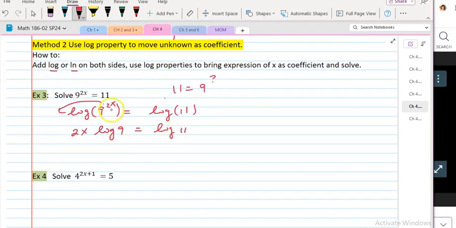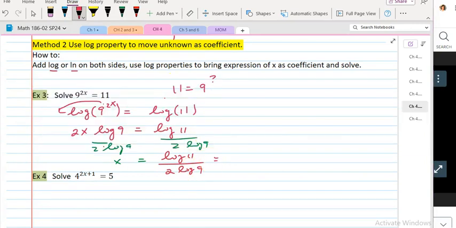So you're using log property. And then log 9 is just a number, so you can divide by 2 log 9. Divide because you want to isolate x, right? So on the left-hand side, you have x. The right-hand side is log 11 on the top, divided by 2 times log 9. And put in the calculator.